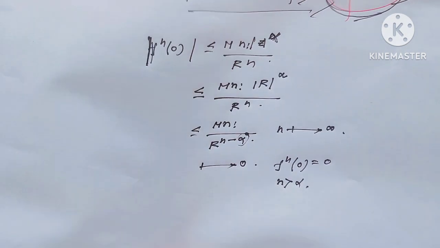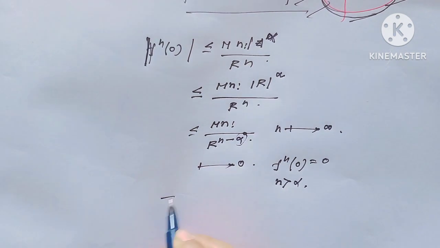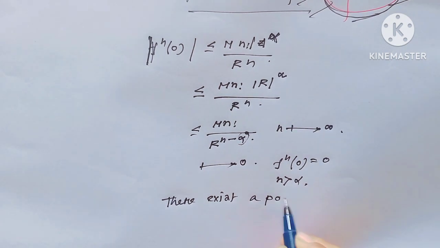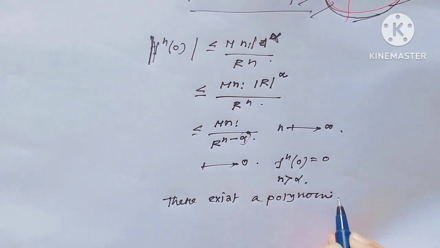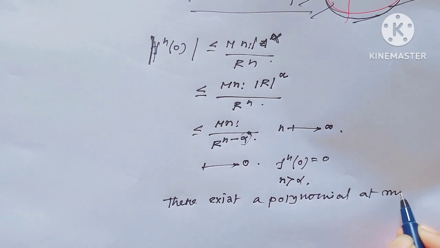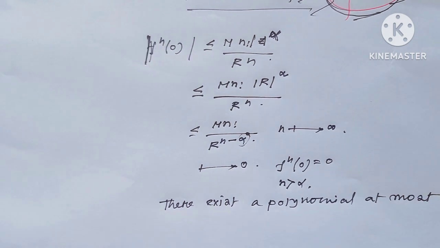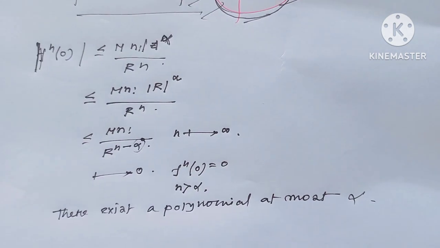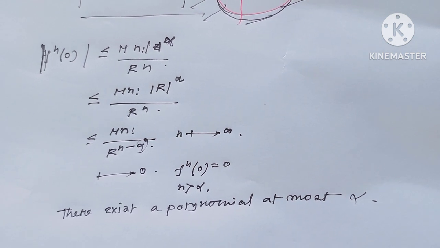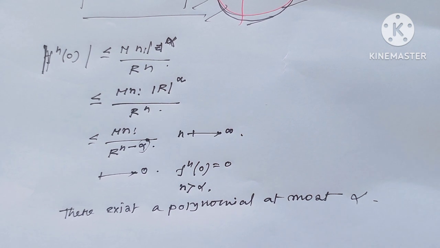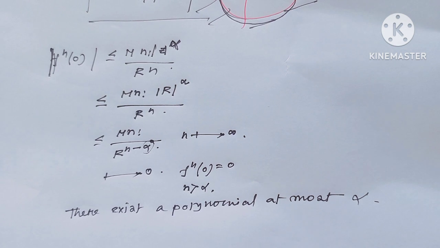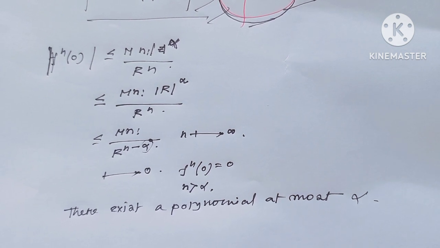That means by this inequality we can tell there exists a polynomial of degree at most alpha, and this is the extension of Liouville theorem which I had discussed in my previous video. If you haven't seen my previous video, I highly recommend you please see it first, then today's video would be so easy.